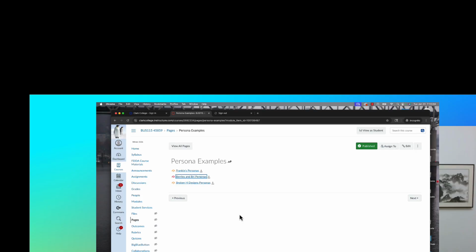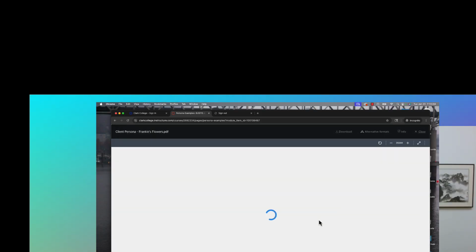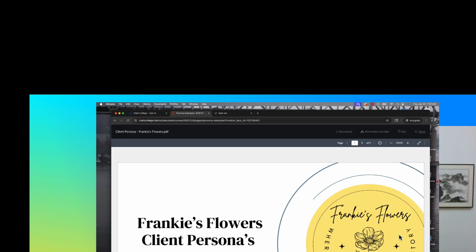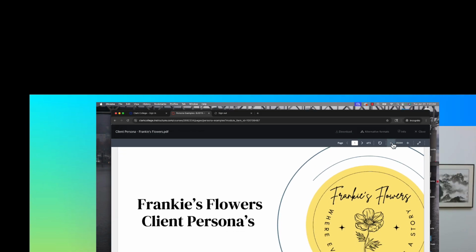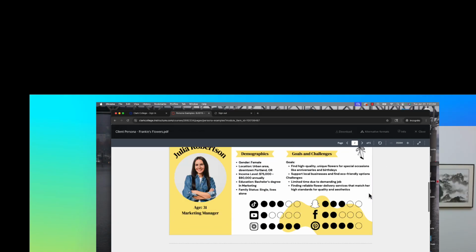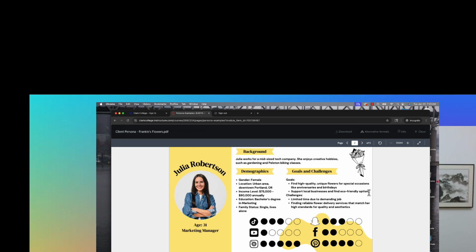Let's close this one and let's look at Frankie's Flowers. One of the students that was a florist. So if I zoom out a little bit, here is the persona, Julia Robertson.